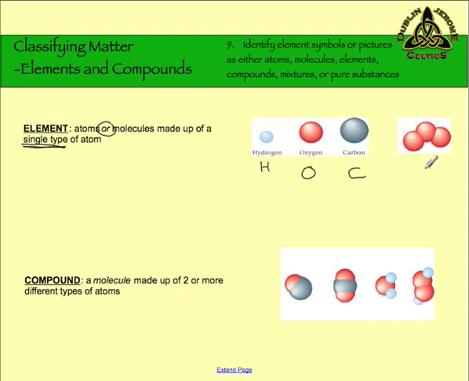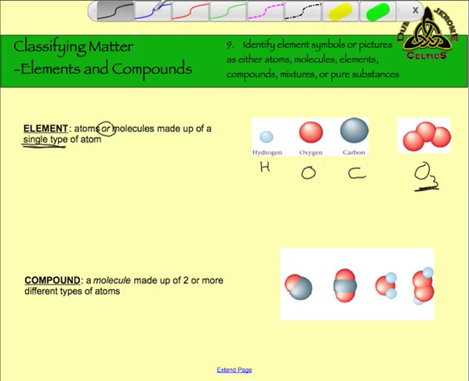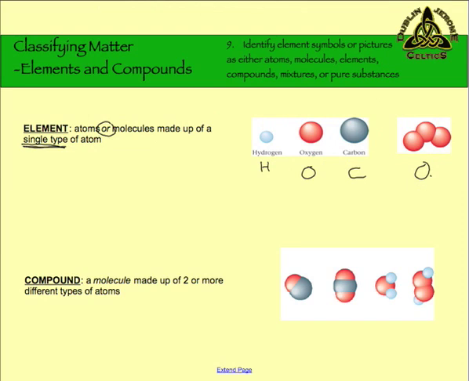Here, if I use my oxygen, I have O3. 3 oxygens bonded together. Okay? Each one of these is an oxygen. This is still made up of a single type of atom. They're all made up of oxygen. So even though this is 3 oxygens together, it's a molecule because they're bonded, it can still be considered an element. O3. This is the molecule ozone if you're interested. Not testing you over that, but that's what it is, O3. So this is an element.